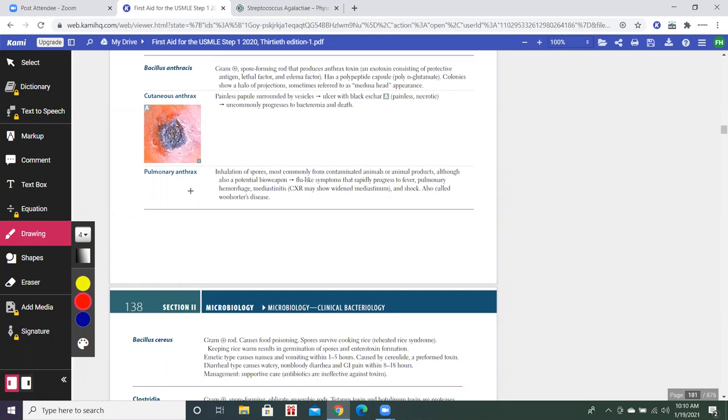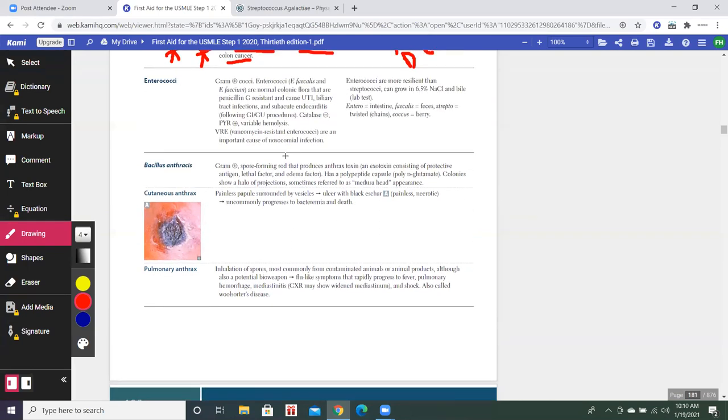Okay, then is it alpha, beta? It's catalase positive? Enterococci, is it catalase positive or catalase negative? Yes, it's negative. Okay, so over here, next one is, it's gamma hemolytic. Very good. So it's gamma hemolytic. If it's gamma hemolytic, is it soluble in 6.5% sodium chloride? No. Okay. So Enterococci is a gram positive.